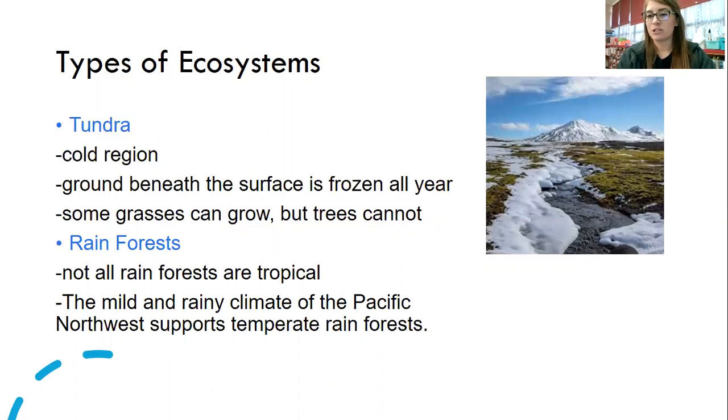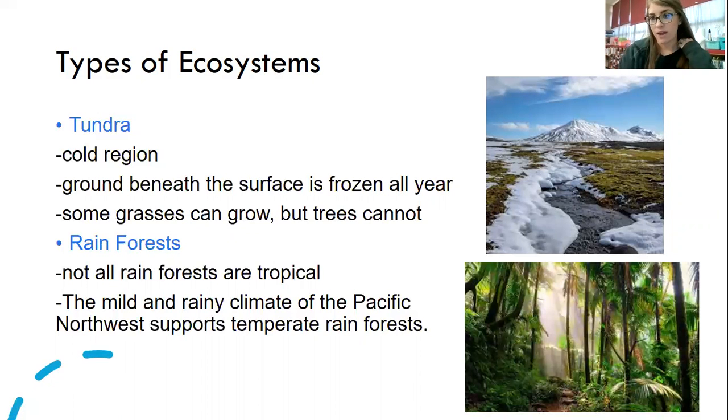So there is a picture of a tundra. As you can see, some grasses can grow, but there are no trees. Trees cannot grow there, and the soil does not support the trees because that layer underneath is frozen and the roots cannot grow down. The grasses that can grow in the tundra are those that do not have roots, like mosses and things like that, where they just kind of cling onto the surface. And then there is a picture of a rainforest.